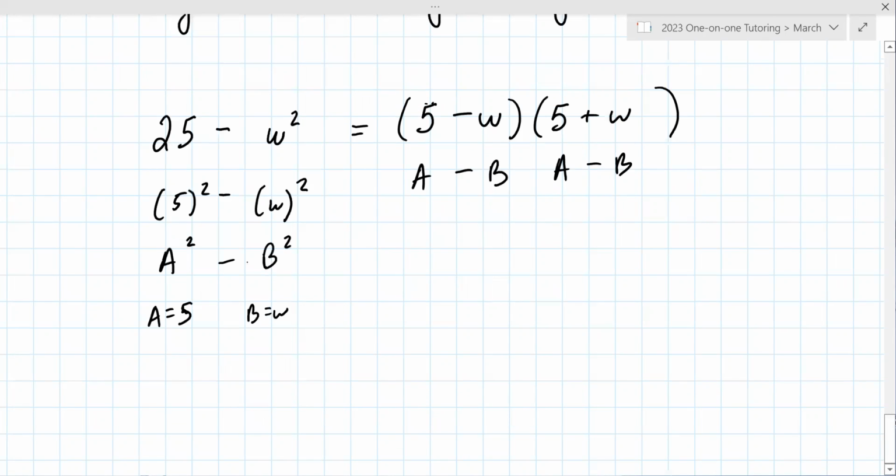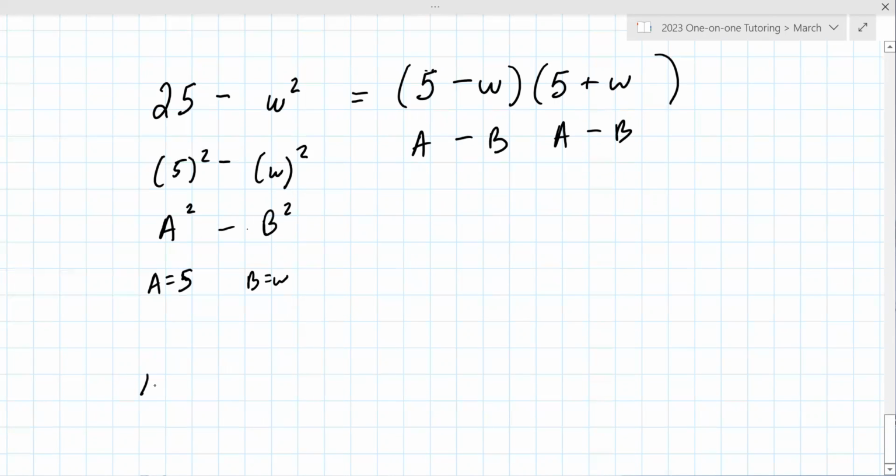All right, so let me have you try one here. How about 81 minus k squared? Can you tell me what goes in parentheses?